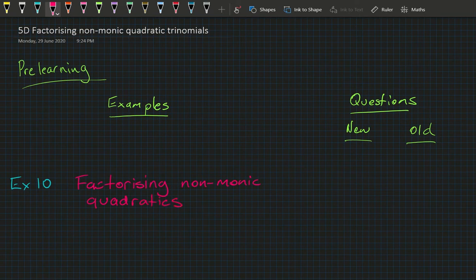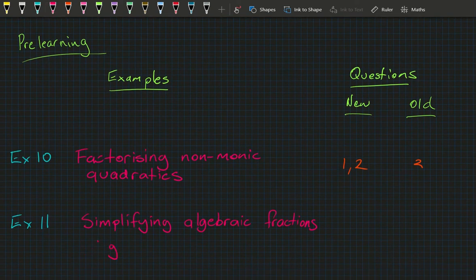And your pre-learning for this example will be questions 1 and 2 in the new book and question 3 in the old book. And then we'll do example 11, where we'll simplify algebraic fractions using quadratic expressions. And your pre-learning for this will be question 7 in the new book and question 8 in the old book.